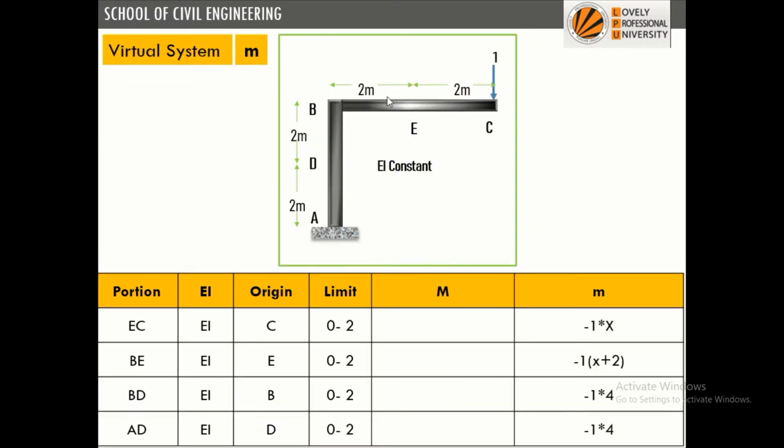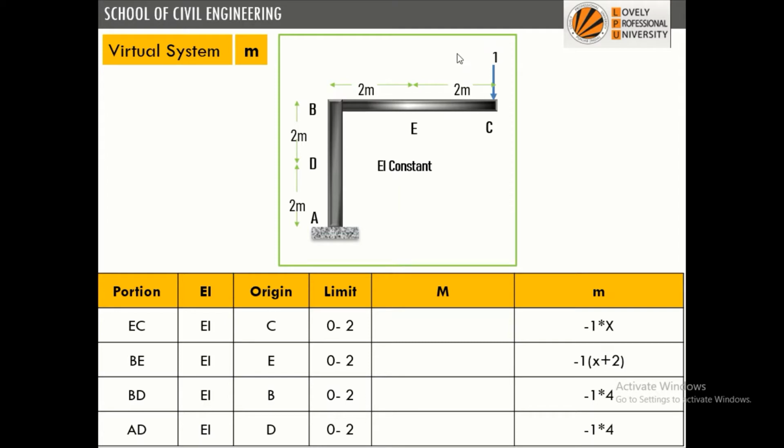This is a virtual system in which we are considering the vertical deflection at point C. Suppose we wanted to calculate horizontal deflection at C, then this point load would have been a horizontal one. So we have to think whether we want to calculate vertical deflection or horizontal deflection. In case of vertical deflection, we put a unit point load which is vertical.